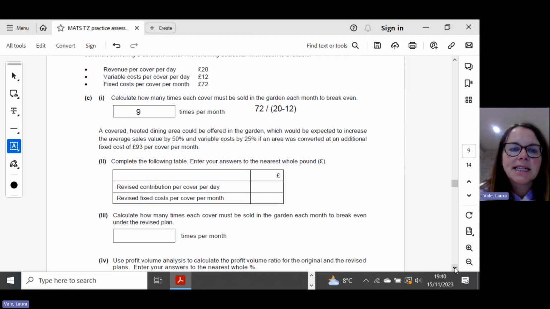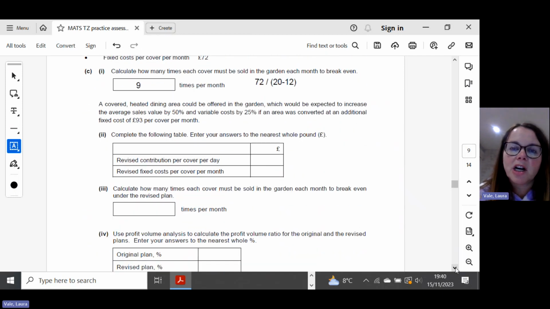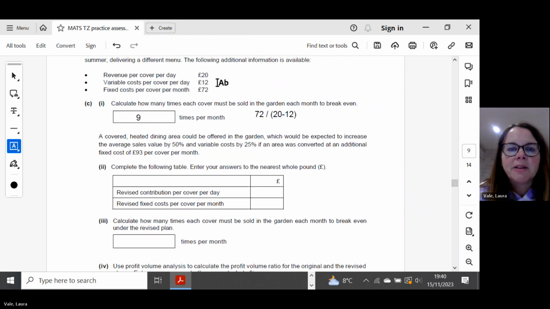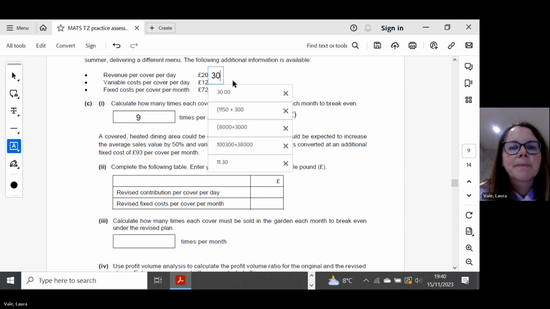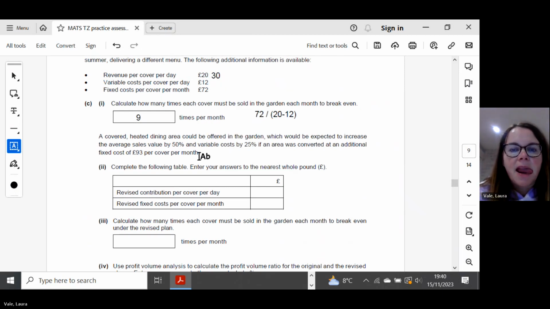A covered heated dining area could be offered in the garden, which would be expected to increase the average sales value by 50%. So 50% up on 20 would be 30. And variable cost by 25%. So 25% onto 12 brings that one up to 15.